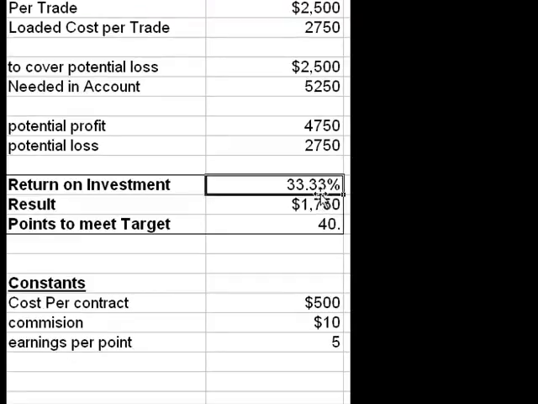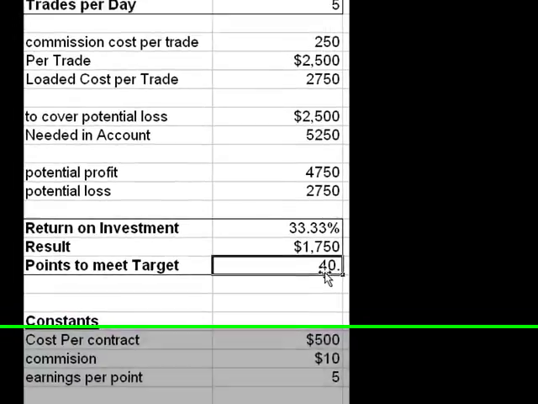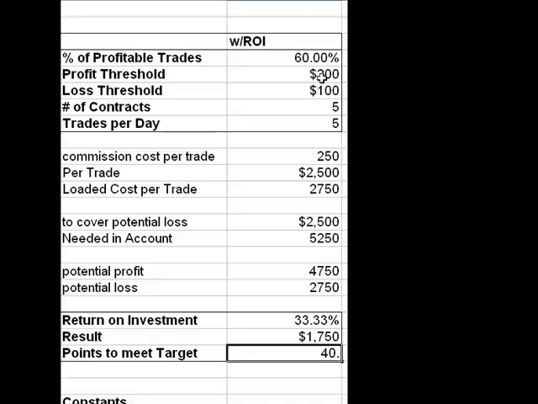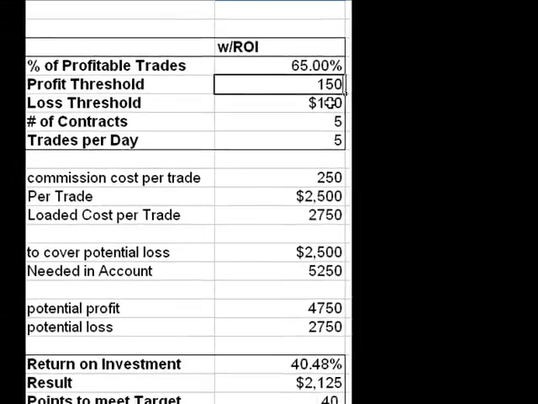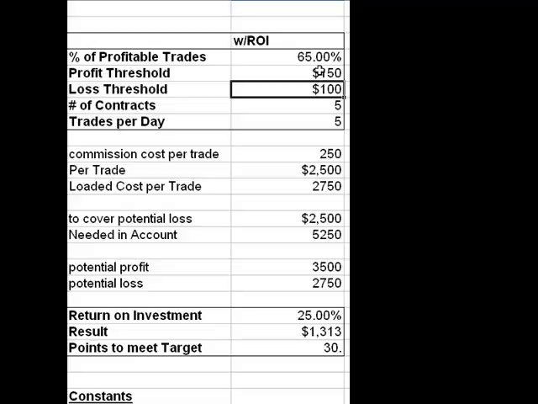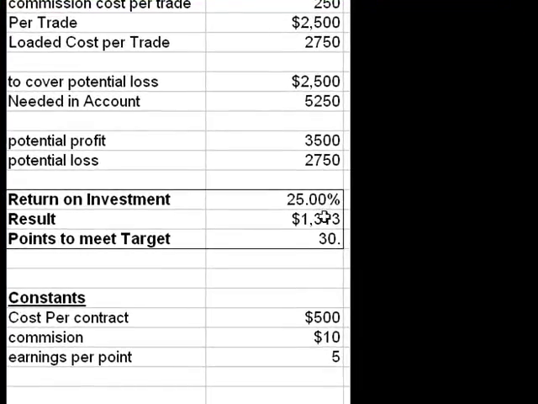Again, we're not going to have conversations about 40 points, 20 points. That's for a conversation for another day. But what I want you to see is that as we raise our profit target, if we were to tweak the numbers and go to 65%, all these things work in your favor. You see, I lowered the target to 150. We're still making over $1,000 a day, which is over $20,000 a month.